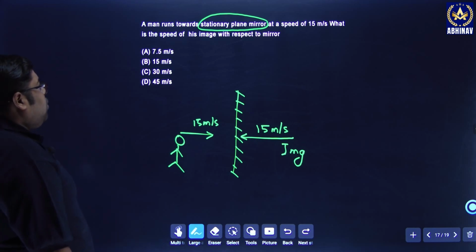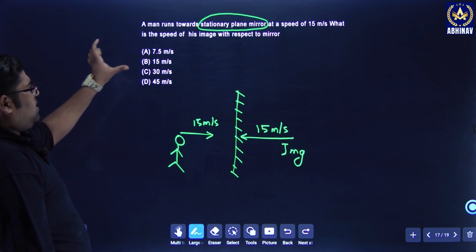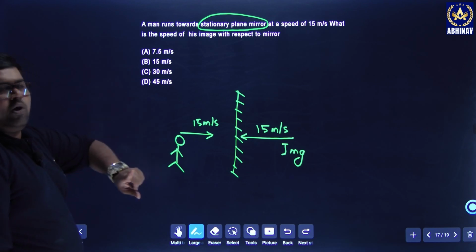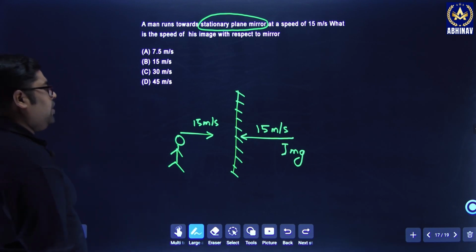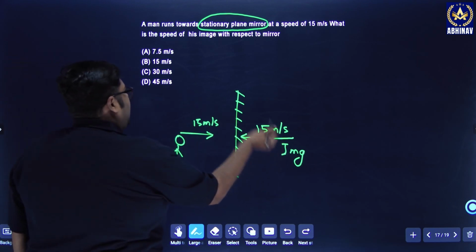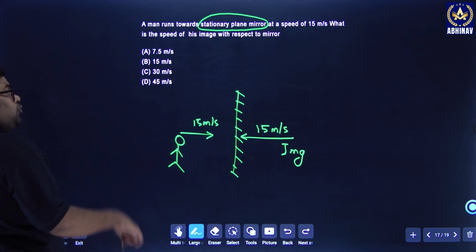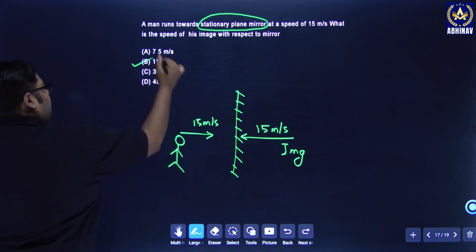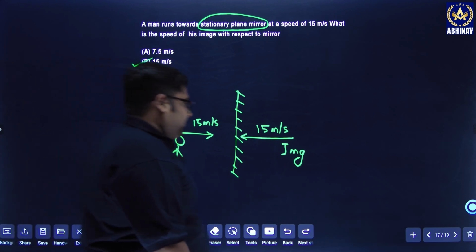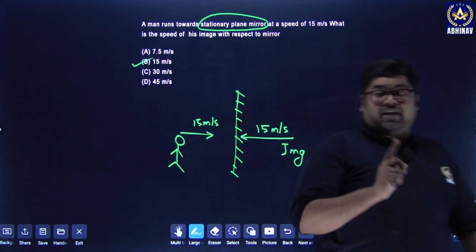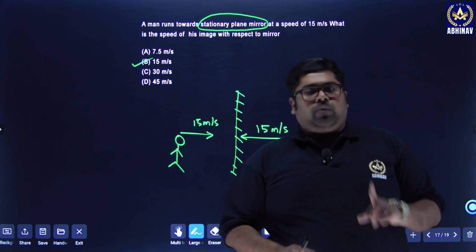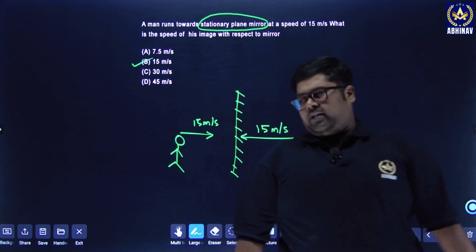Now, focus here, the word speed is given. Speed is a scalar quantity, hence the answer is going to be 15 only. But if velocity was mentioned there, then the answer was supposed to be minus 15. Okay, pay attention. Speed is a scalar quantity, whereas velocity is a vector quantity.